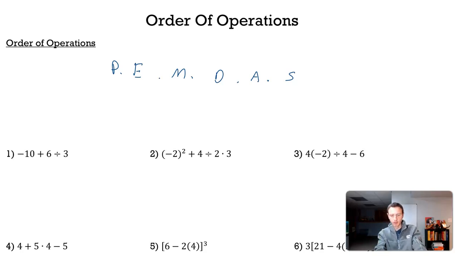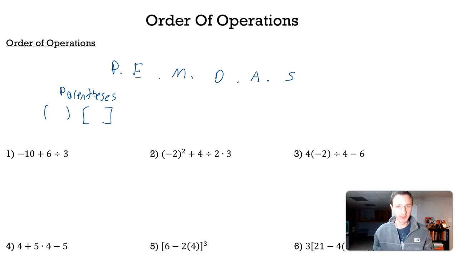The acronym stands for P being parentheses, and that can mean many things other than just the symbol parentheses. It could also be brackets, and there are plenty of other groupings, but parentheses just means this group of numbers or sequences of expressions. This is what we want to look at first, so that's our starting point. Then E stands for exponents, like 2 to the third and so on, exponents we want to evaluate.